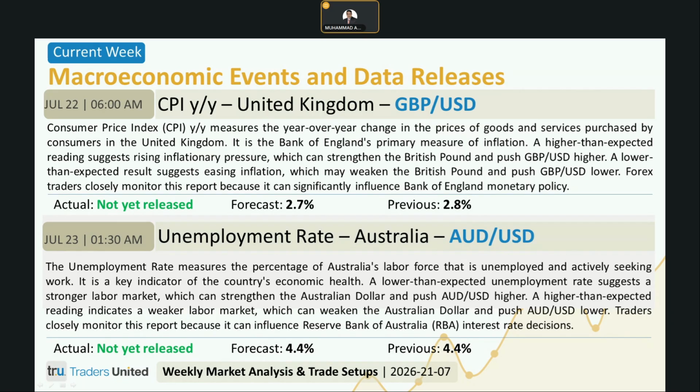Now, let me discuss market context and pre release expectations. Currency markets expect the unemployment rate to remain unchanged at 4.4%, indicating stable labor market conditions. An unchanged reading would suggest that Australia's employment market continues to remain relatively resilient. Forex traders will closely watch the report for any unexpected changes that could influence expectations for future Reserve Bank of Australia interest rate decisions. A lower than expected reading could strengthen the Australian dollar, while a higher reading could weigh on the currency.